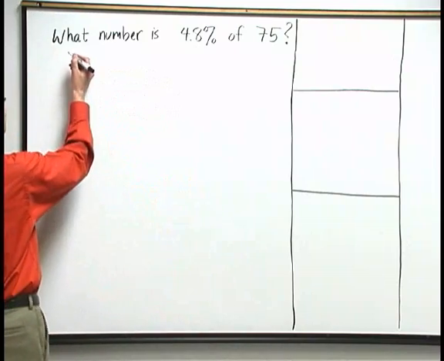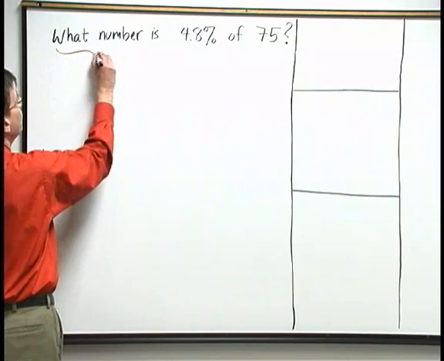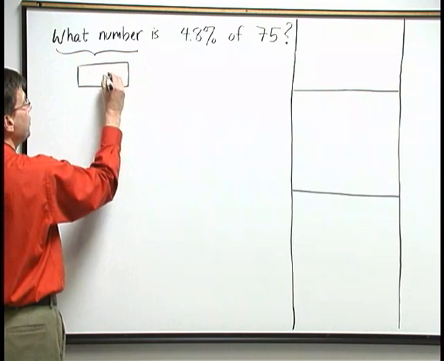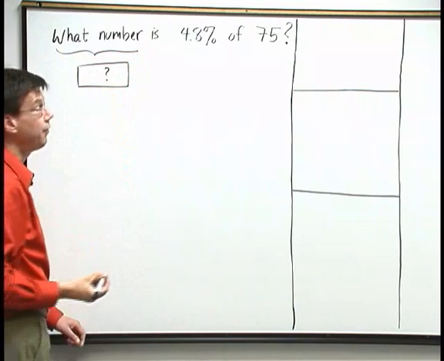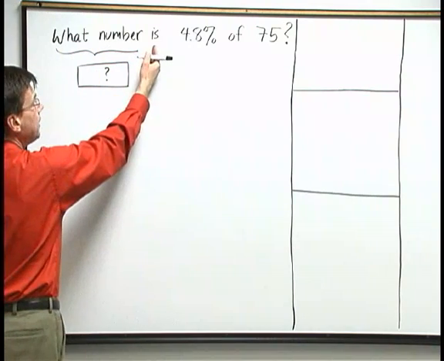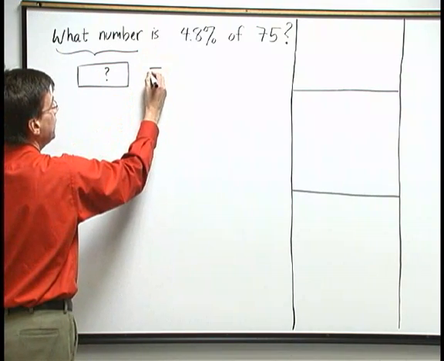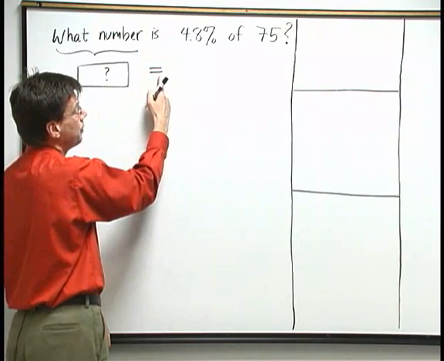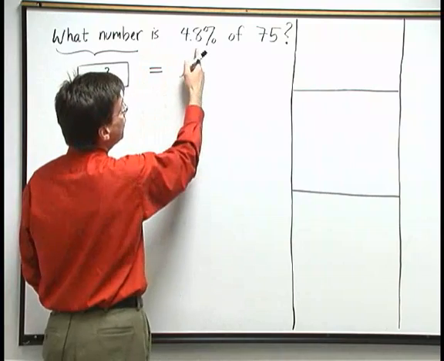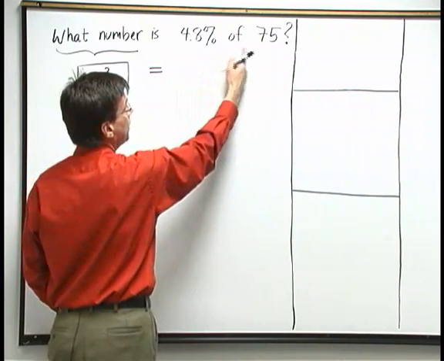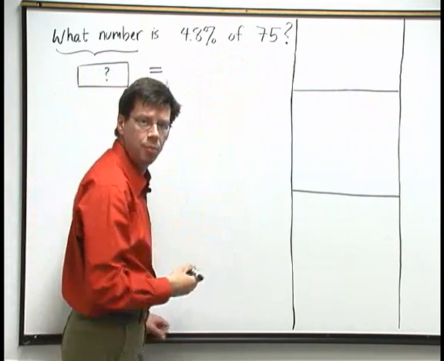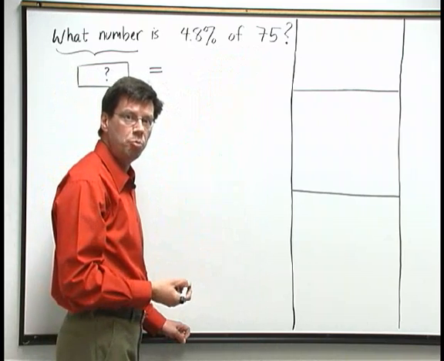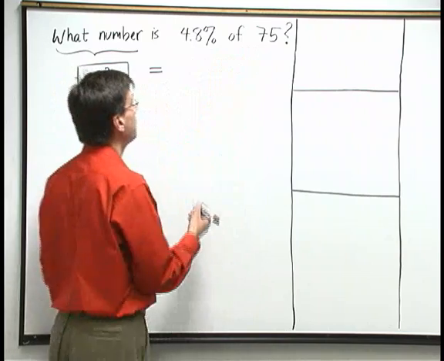The words "what number" I'm going to replace with a box. The box represents the number we're trying to find. The "is" can be replaced with an equal sign. We want to know what this number equals. It equals 4.8% of 75. Percent of a number can always be replaced by percent times the number.